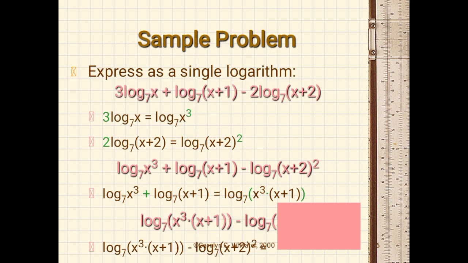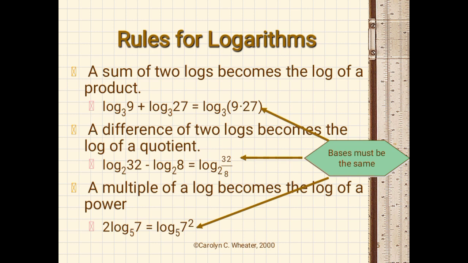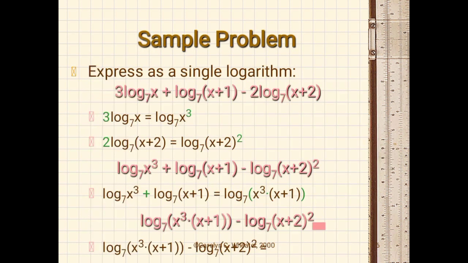So, in that situation, the multiple becomes a power. Next example is log base 7 of x to the power of 3 plus log base 7 of the quantity x plus 1 is equal to log base 7 of the quantity x to the power of 3 times x plus 1.